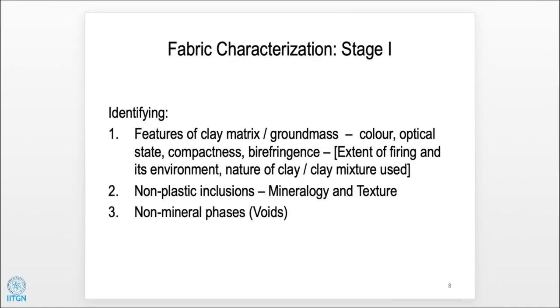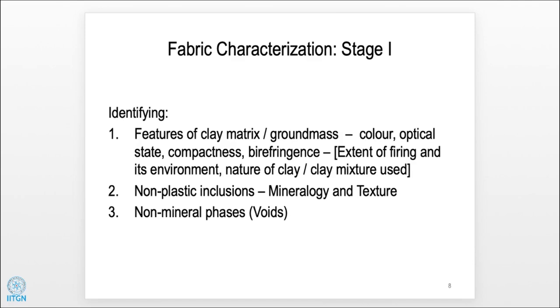So these are all the stages of fabric characterization. What you do is look at the clay matrix, that is the ground mass, and its color, optical state, compactness, birefringence. These are certain technical terms, and it's primarily optical microscopy. Those people who do optical microscopy try to understand that. For color, there is something called the Michel-Lévy chart. First order color, second order color, third order color. So you try to match it with that.